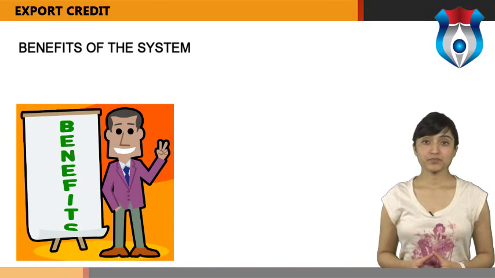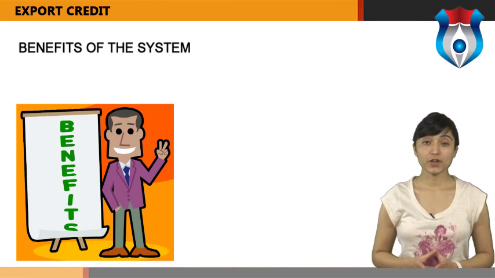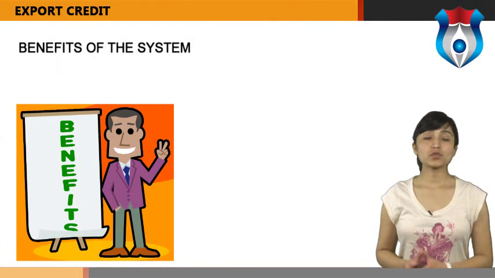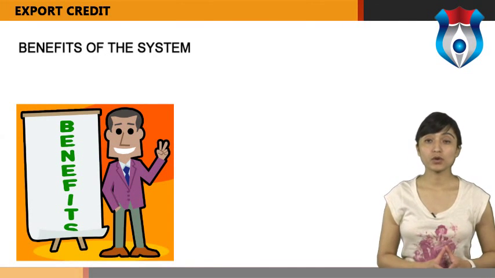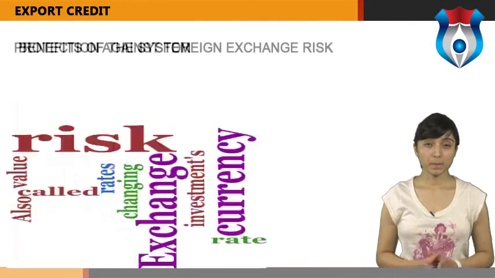Benefits of the system. The 3 key documents constitute a system developed and modified over centuries to protect both importer and exporter from the risk of non-completion and foreign exchange risk, as well as to provide a means of financing.